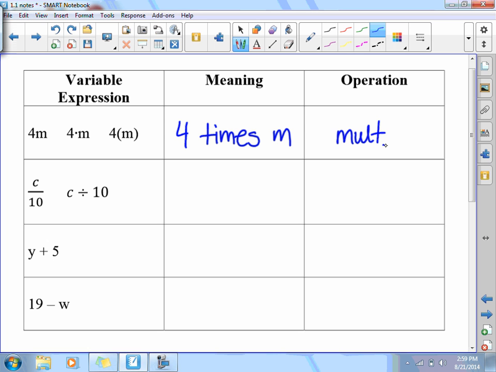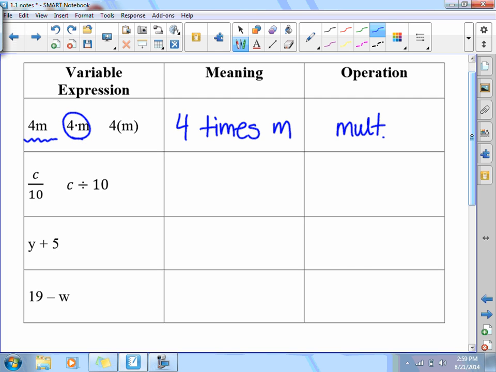Sometimes students get confused when they see a number and a variable right next to each other. So you need to make sure that you remember that that means multiplication. Sometimes that little dot is between the two of them, and sometimes it's not. But it still means multiplication in either case.